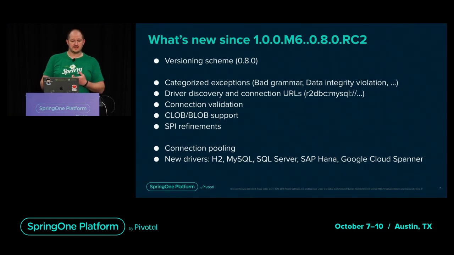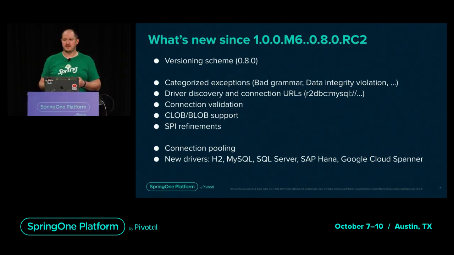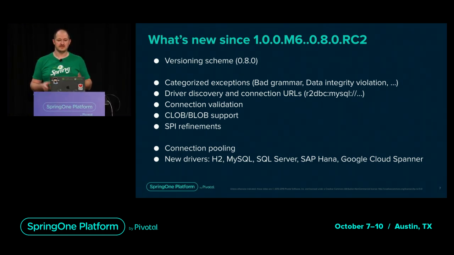Besides that, R2DBC introduced categorized exceptions that tell you exactly what went wrong, if you had a bad grammar error, or whether you tried to insert data and you violated a unique constraint, these kinds of things. R2DBC features a discovery and configuration story in terms of classpath-based and Java Service Loader-based driver discovery, where you specify a connection string, and then R2DBC itself will go to the driver, configure it for you, and you will get hold of the ConnectionFactory. We have connection validation, which is in particular useful for things like health checks or connection pools. It has BLOB and CLOB, so large character and binary support, where you can stream the large chunks of data rather than consuming them as a huge memory page.